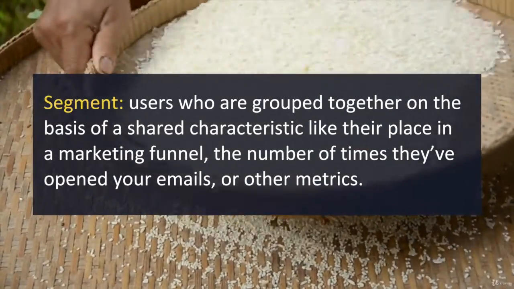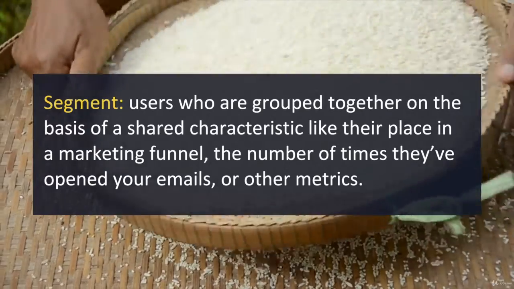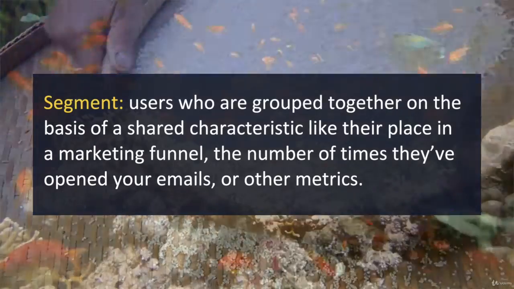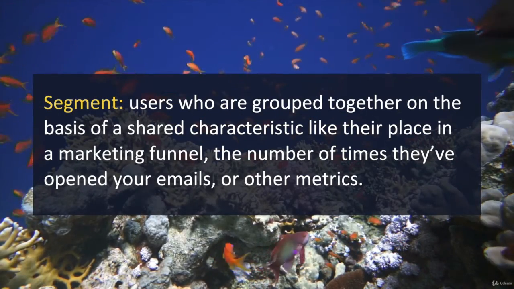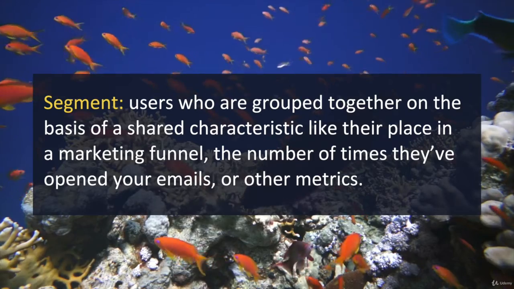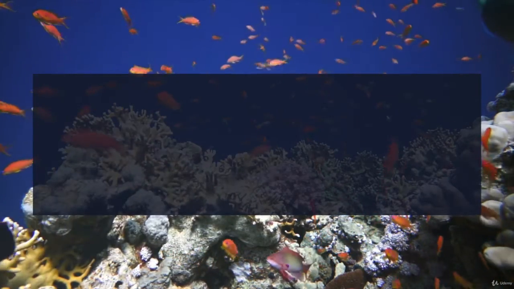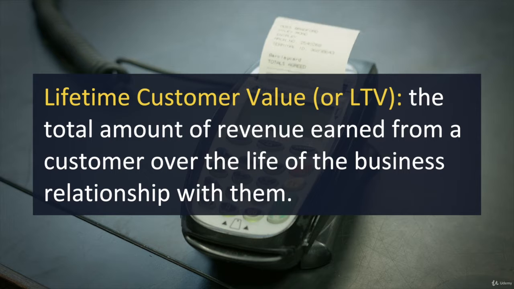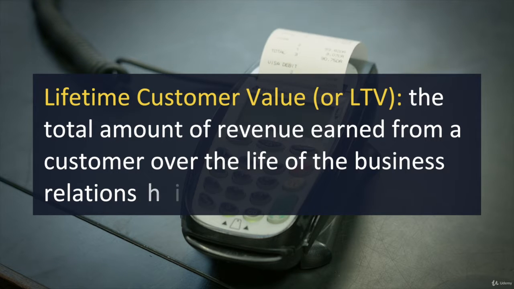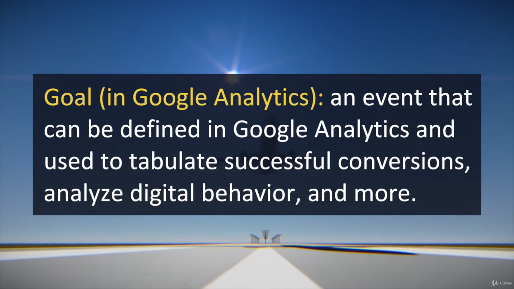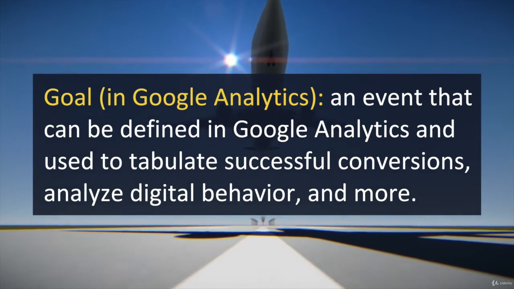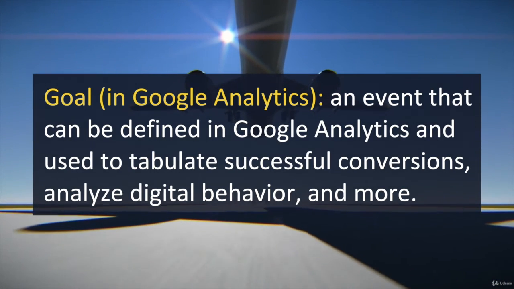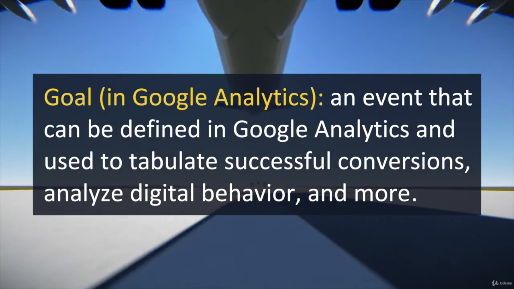So I do think it's really important that you learn a few key concepts that you're going to be using really soon. First is what a segment is, and a segment is basically defined as users who are grouped together on the basis of a shared characteristic, like their place in a marketing funnel, the number of times they've opened your emails, or other metrics, basically whatever makes sense for the situation. Lifetime customer value, or LTV, is the total amount of revenue earned from a customer over the life of the business relationship with them. And a goal in Google Analytics is an event that can be defined in Google Analytics, like a URL, and used to tabulate successful conversions, analyze digital behaviors, and more.